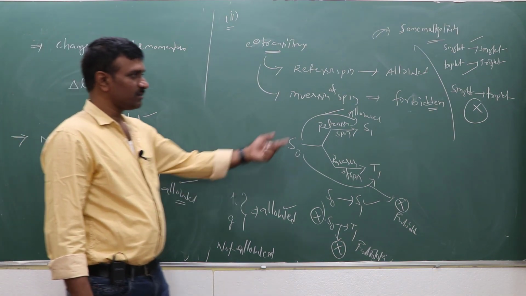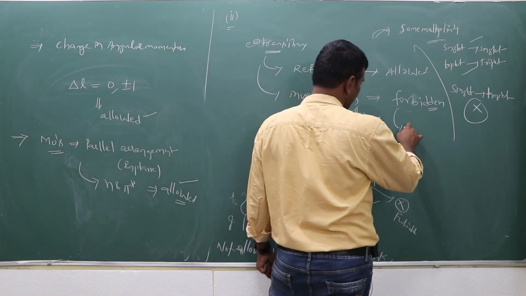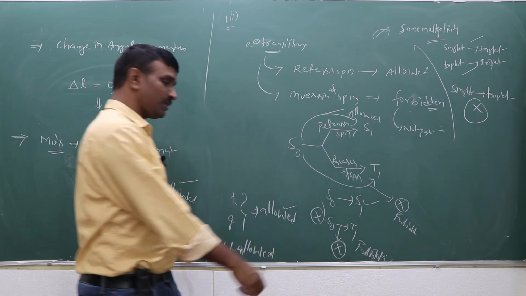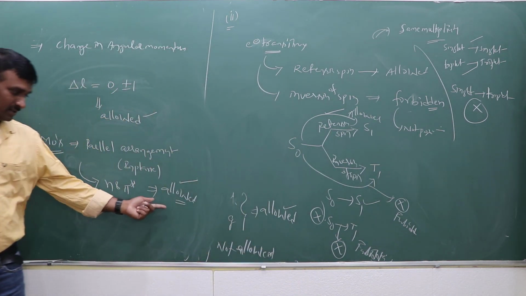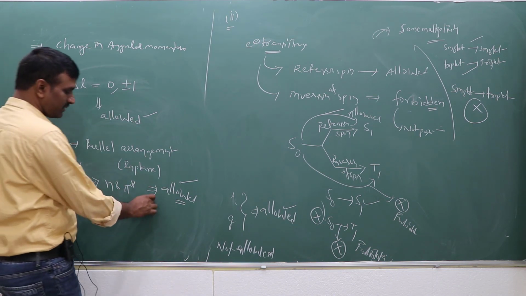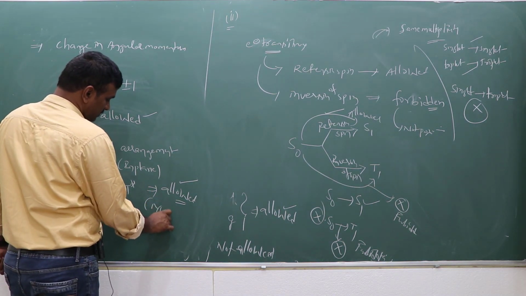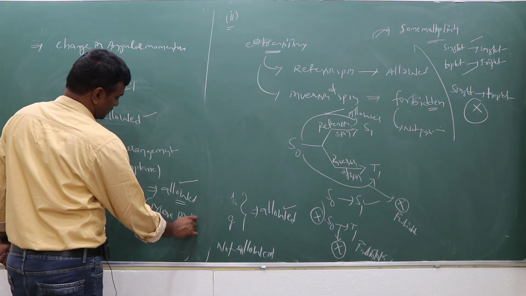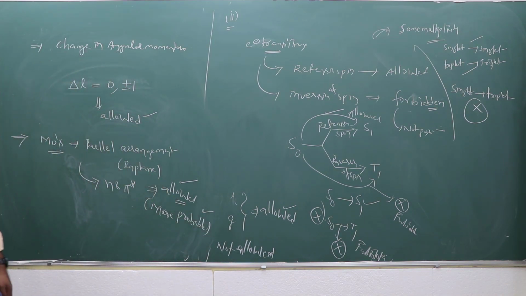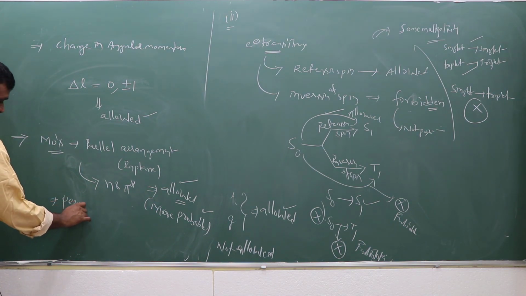Here, forbidden means it cannot be possible, but in this case it is possible. If it is allowed, even the forbidden one is a less probable transition. Allowed means more probable electronic transitions. And which is anti-parallel, or a perpendicular arrangement.